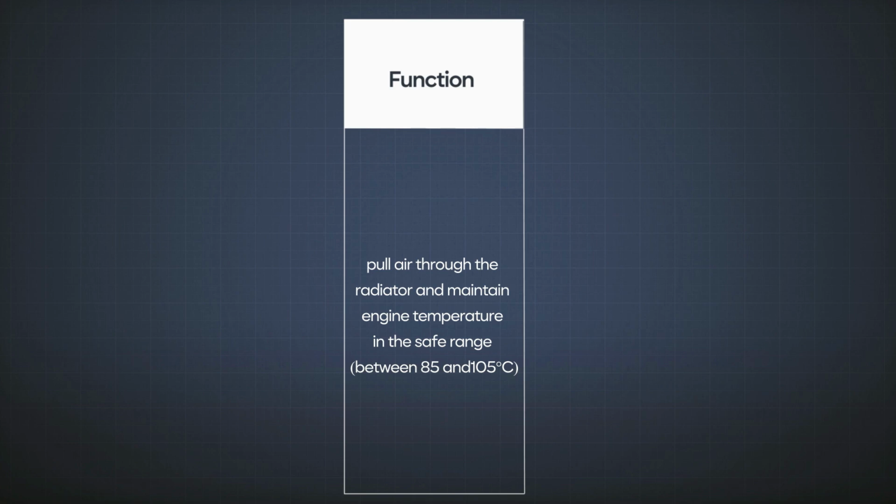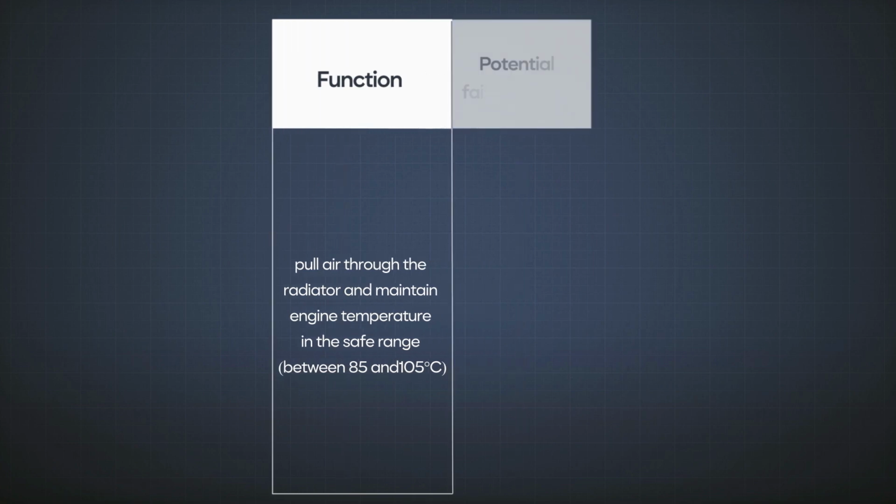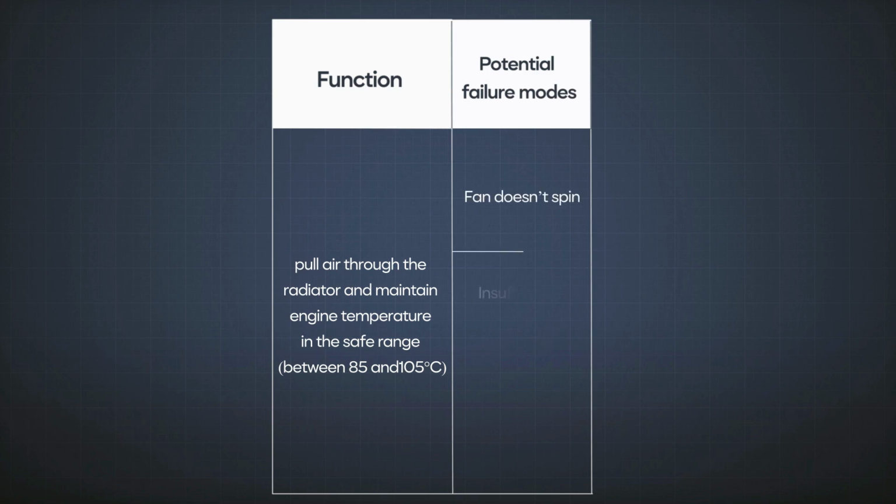Then comes the second step, identifying the failure modes. You ask the group, if the fan fails to perform, how exactly could it fail? Then the team starts listing all typical failure modes. Failures like the fan doesn't spin properly, insufficient airflow, and fan blade cracks. Now you collect these failure modes and list them in the FMEA spreadsheet.